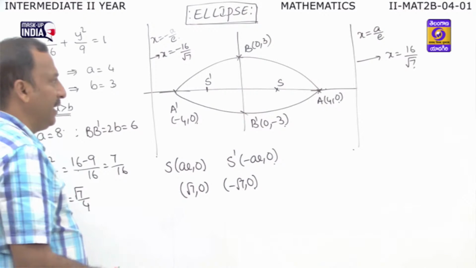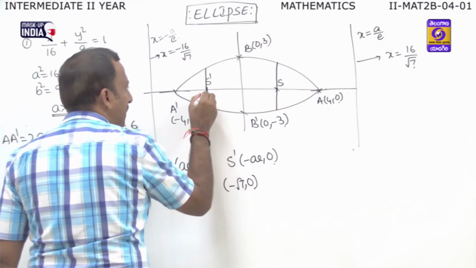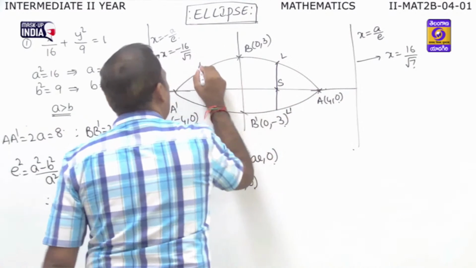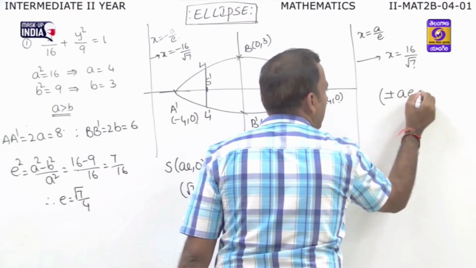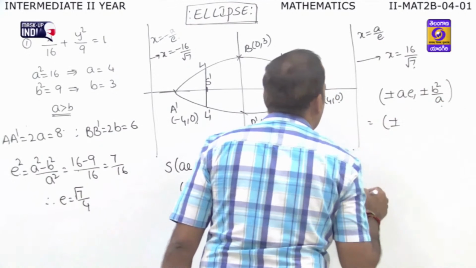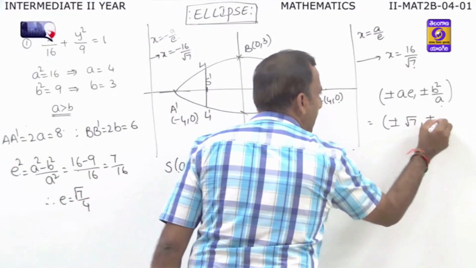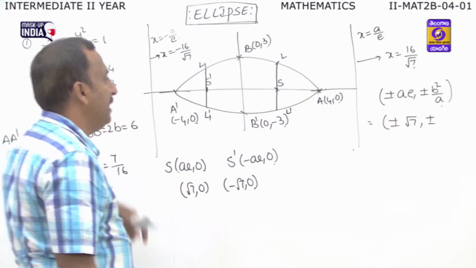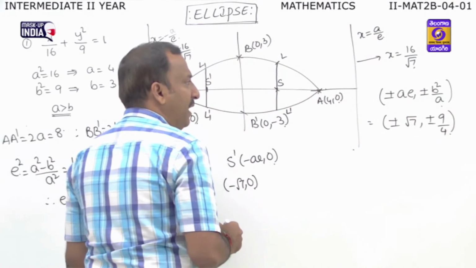See, this one is the first latus rectum and this is the second latus rectum. What are the extremities of the latus rectum? This is L, this is L dash, this is L1, this is L1 dash. Tell me the extremities of the latus recta: plus or minus ae comma plus or minus b square by a. What is ae? √7. Plus or minus b square by a. What is b square? 9 by a, that is 4. So 9 by 4. These are the ends of the latus recta.